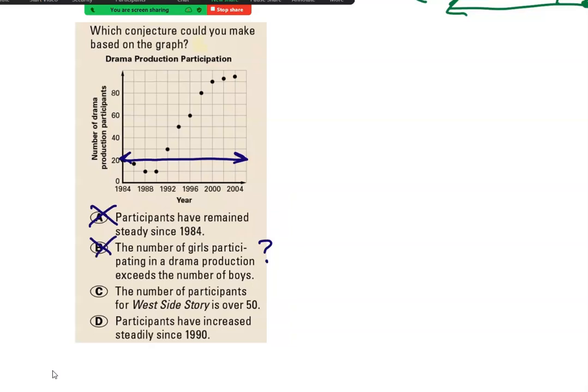The number of participants for West Side Story is over 50. Nothing about West Side Story here. I can't use that. Participants have increased steadily since 1990. So where's 1990? Probably in between. Let me get rid of my little thing here. If this is 1990, so let's look. Is it reasonable to say that participants have increased steadily? I'd say yes. So that's the conjecture I can make based on this graph.